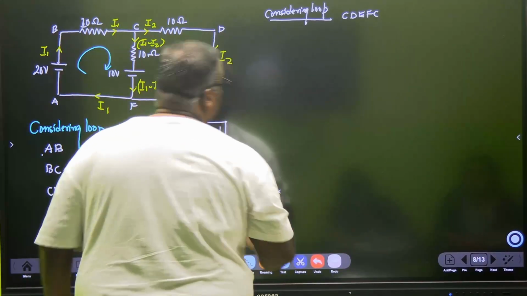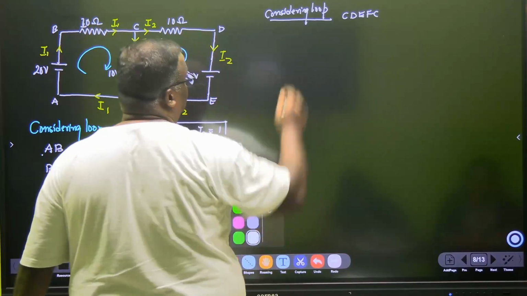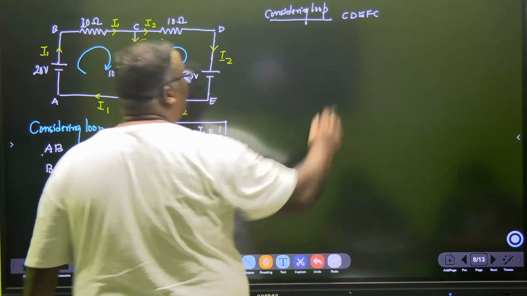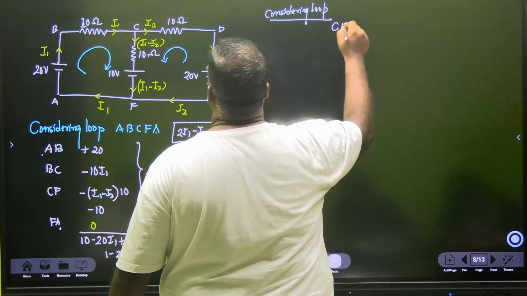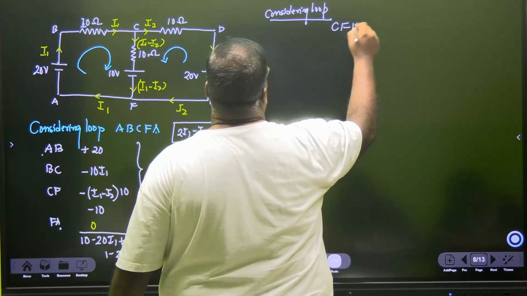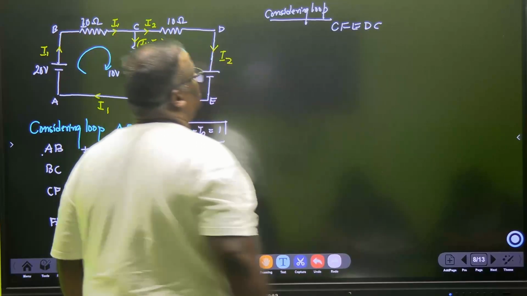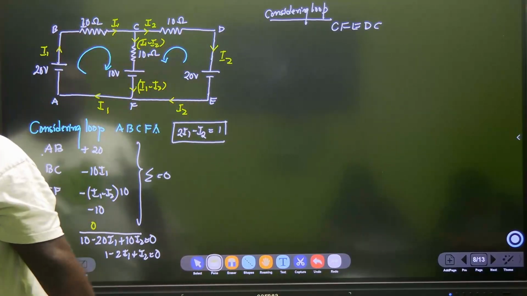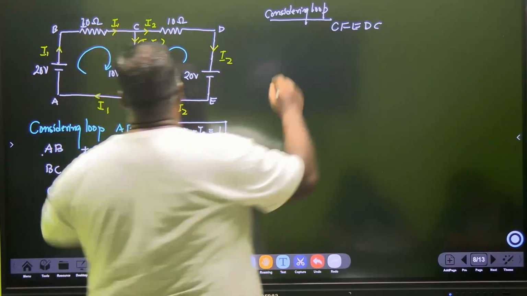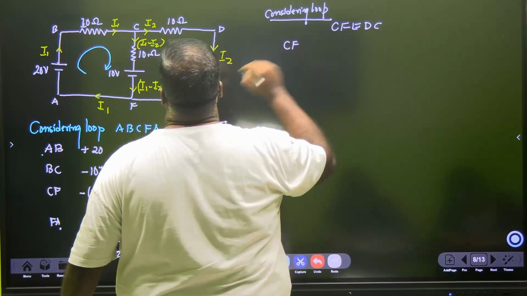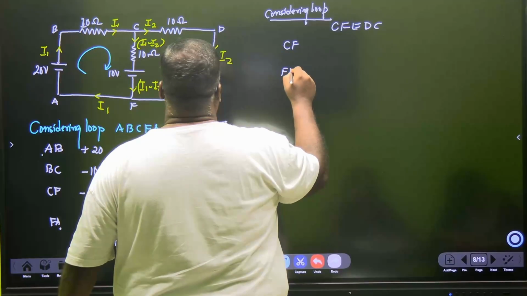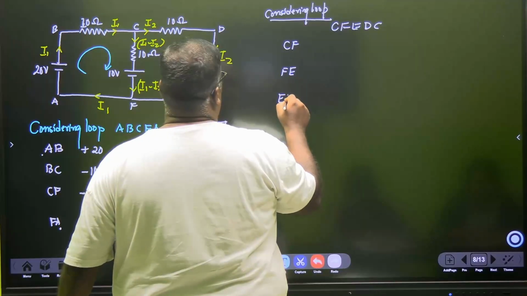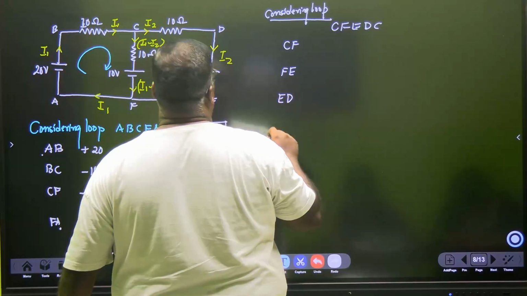Okay. So, oh, then this naming is not correct. Yeah, so we have to change our naming. Our name would be C, F, E, D, C. So we would have CF as one branch, a line. Then we have FE. Then we have ED. And then we have DC.